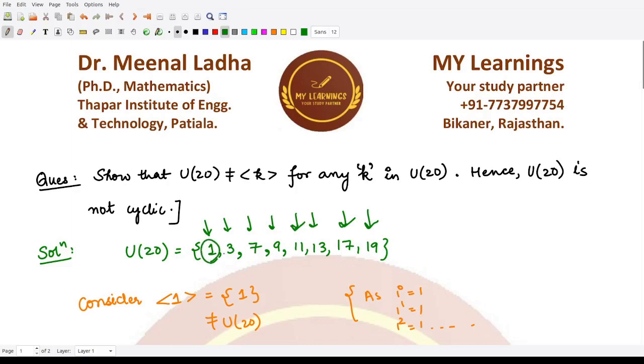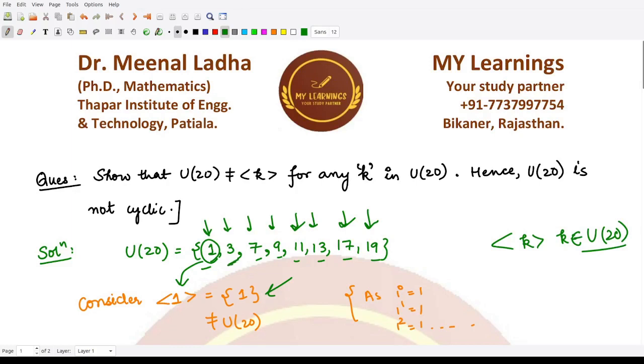Once you know this, we'll be checking this for each of these 8 elements present over here. So we'll be checking what is the subgroup which is generated by k, where k is some member of U20. For that, we first consider the subgroup which is generated by 1, right? So you see the identity generates only the identity element. So you have a singleton set which consists of the identity element, which is the trivial subgroup of U20, right? And so therefore it is not equal to U20. You can clearly see in this case.